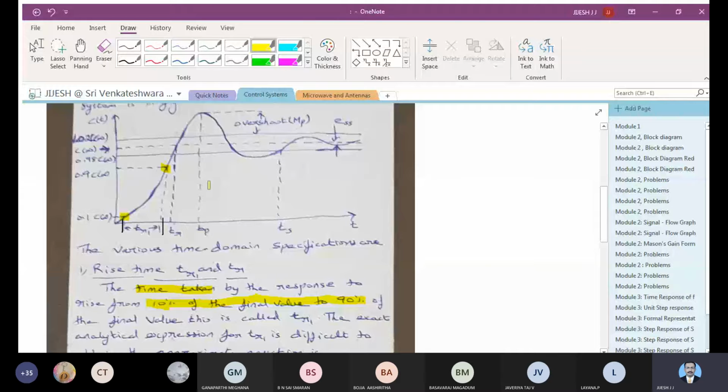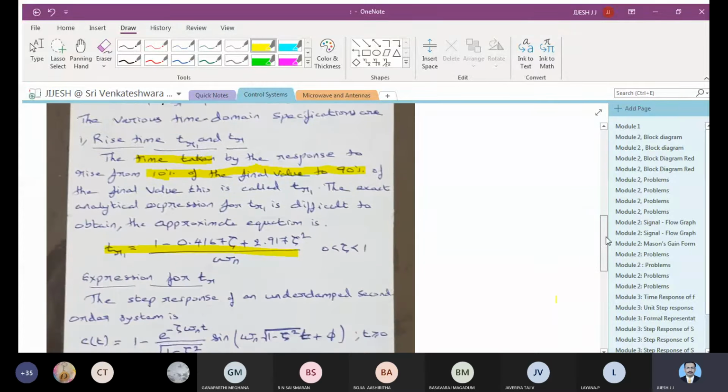It is 1 minus 0.04167 zeta plus 2.917 zeta squared by omega n, for 0 less than zeta less than 1. So we will try to simplify this further.